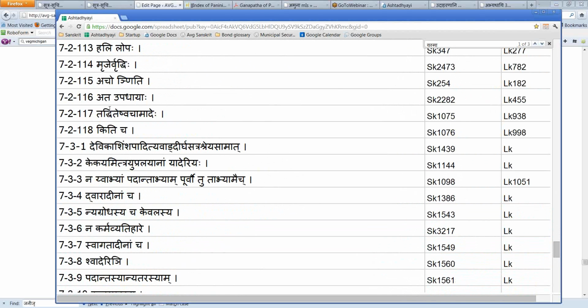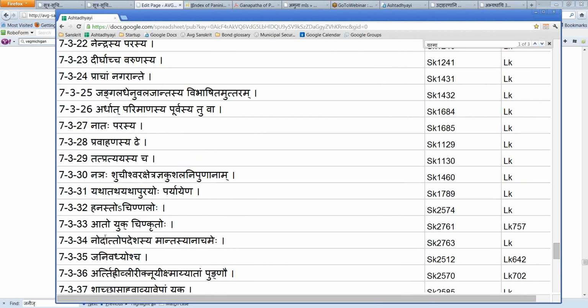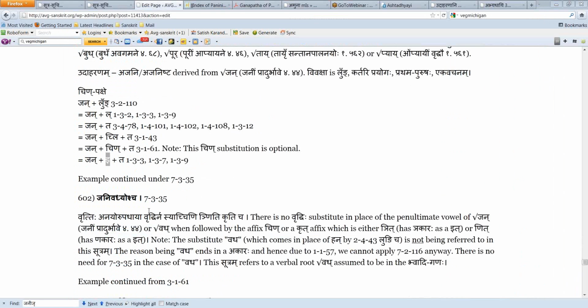Just akara is the upadha, the penultimate letter, because alonkyat puru upadha. If the pratyaya following has a chavarga panchama nyakara or tavarga panchama nyakara as an it, then that penultimate akara takes vriddhyadesha. Now comes a negation which says na udattopadeshasya mantasya anachamehe and janivadhyoscha. Just look at the sutram: Janivadhyoscha anayor upadhayaha vriddhir na syat, chining niti kriticha. This doesn't apply to any pratyaya which is chavarga panchama or tavarga panchama as an it.